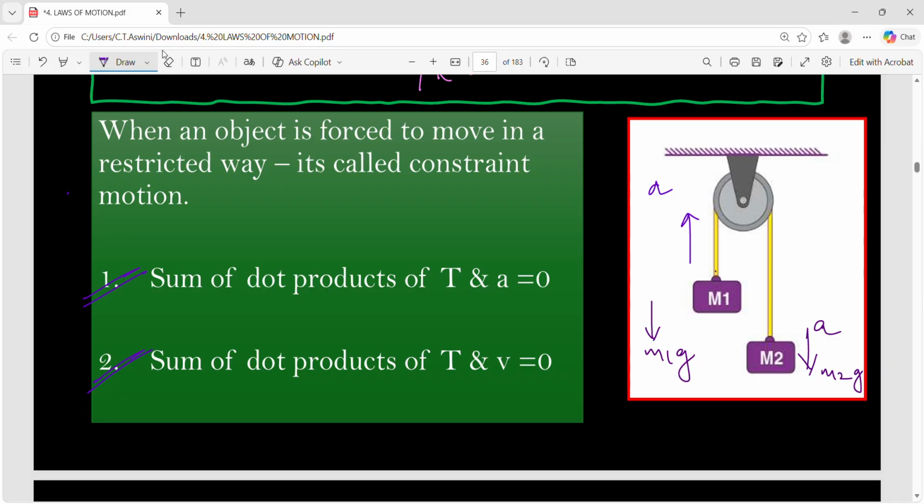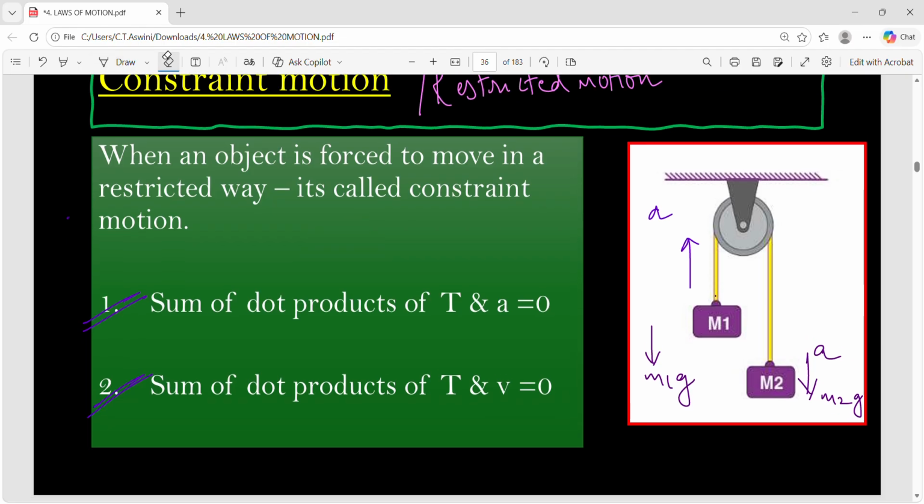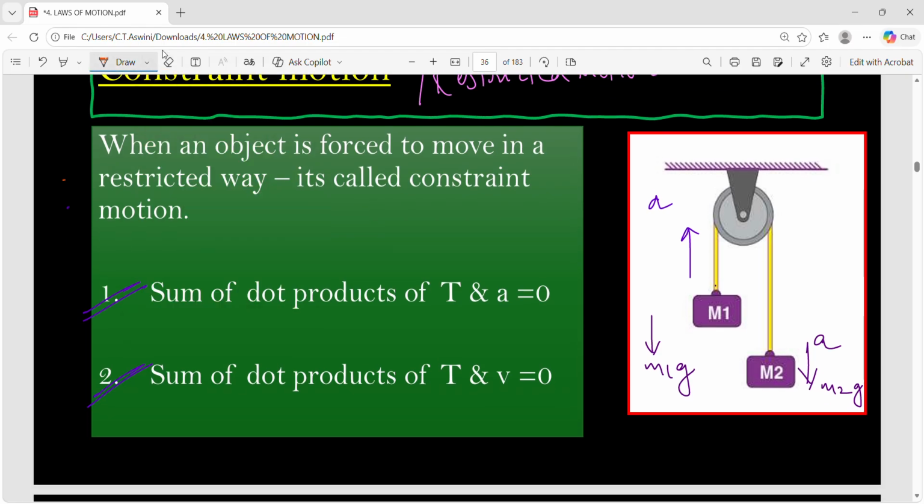Two important points that you have to remember from an exam point of view. Whenever there is a constrained motion, see, I'll change the color. Sum of dot product of tension and acceleration will be 0. Similarly, sum of dot product of tension and velocity is also 0. Remember these 2 points, I'll make you understand what they are exactly. Sum of dot products of tension and acceleration, tension and velocity will be 0.